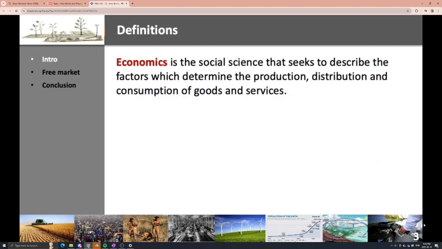Economics is the social science that studies the rules of our economic system. Economics aims to better understand the factors that drive the production, distribution, and consumption of goods and services, and how these factors interact with each other, how we can influence them to get better results.